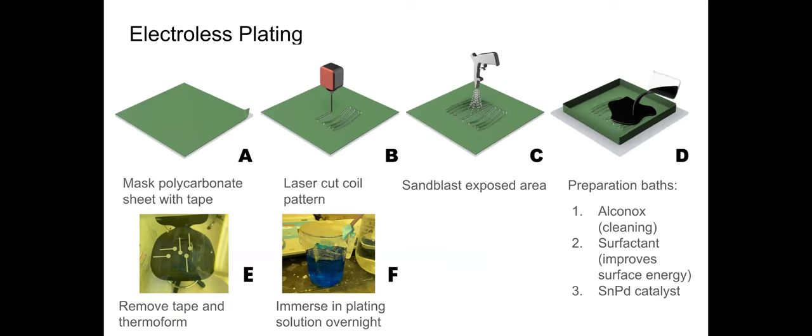To get around that, we've developed this electroless plating method, which allows us to deposit our conductive film after the thermoforming process. The way this works is that we take a piece of polycarbonate plastic and put some tape on it. We laser cut the pattern that we want, in this case a head coil, knee coil, whatever. Then we sandblast that exposed area in order to make the surface rougher. Then we subject it to a couple of different preparation baths: a cleaning bath, a surfactant, which improves the surface energy, and lastly, a tin and palladium catalyst. After that, we remove the tape, and as you can see in picture E, there's a slight color change on the pattern, so you can still see how your plastic is being aligned with the mold to ensure that it ends up in the right place after the thermoforming process. Then you thermoform it, and lastly, you immerse it in that plating solution overnight, and the copper will only plate on the area that has been prepared.